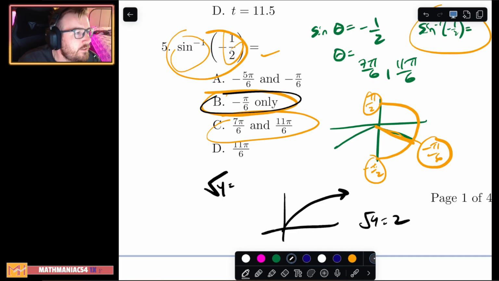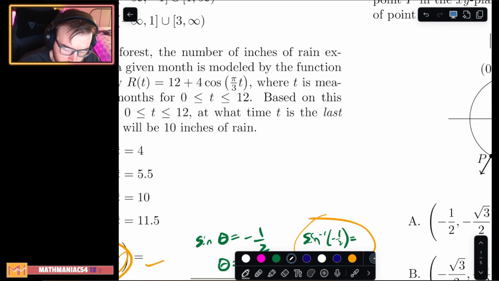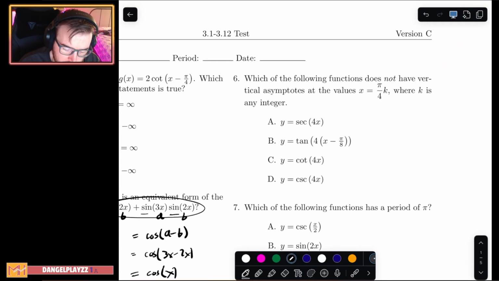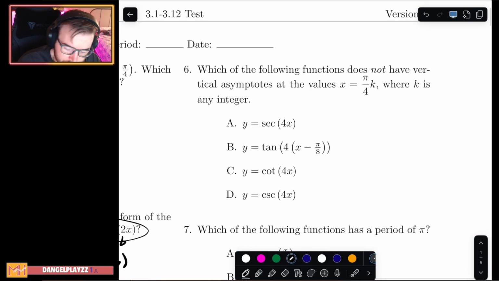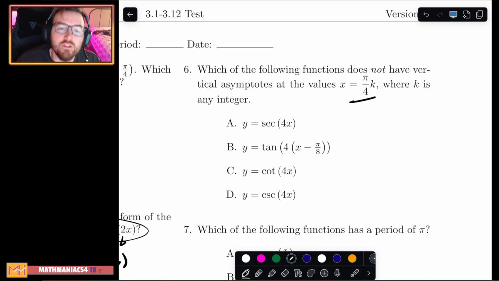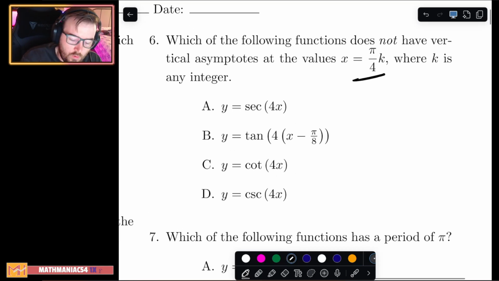Number 7 on version A, which is problem 6 here. So, which of the following functions does not have vertical asymptotes at the values x equals pi over 4k, where k is any integer? Does not have vertical asymptotes. So that means 3 of these 4 functions do have vertical asymptotes at pi over 4k. What causes a vertical asymptote? Dividing by 0. So this is dividing by cosine. This one is also dividing by cosine.